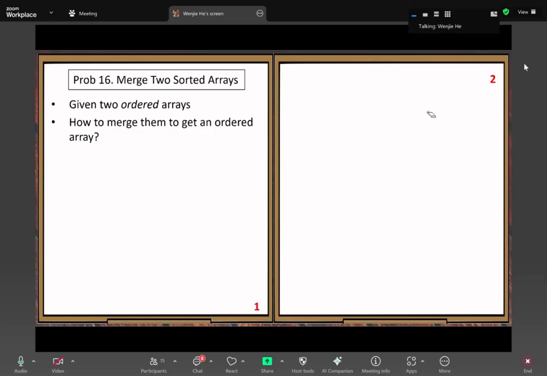Although this merge operation is very simple, later you will see that the solution is pretty straightforward. But this simple idea is very useful. In many of your homework and final questions, you need to use this operation, this idea. Simple, but very useful. Motivation: why do we need to consider this problem?